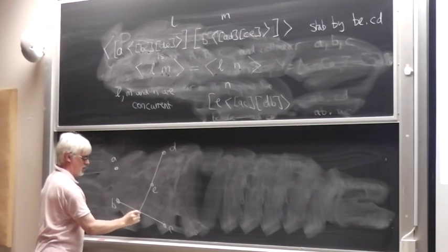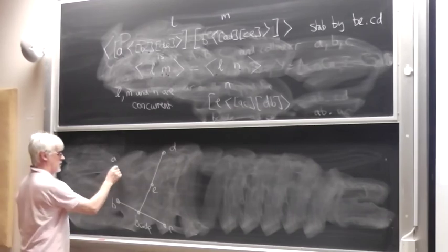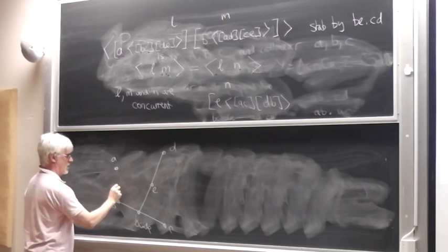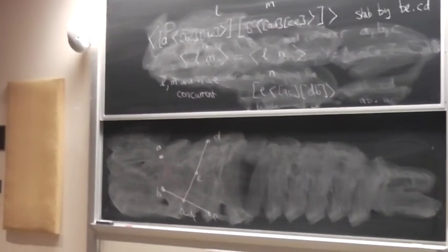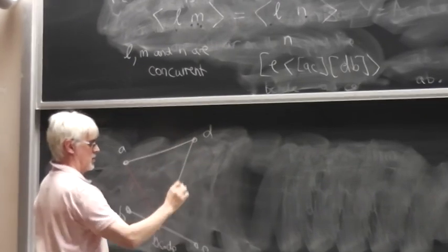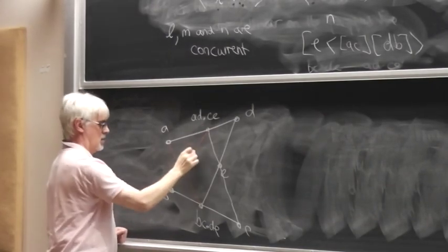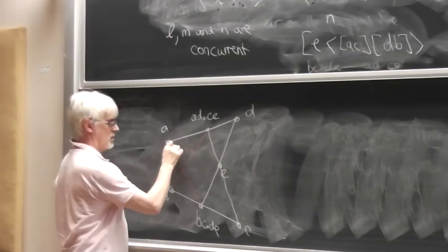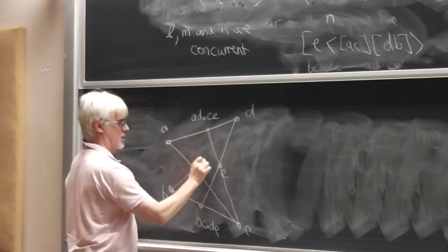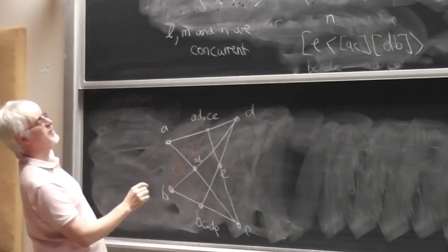B, C, D, E. Here's the line L. Okay, there's a line M that joins B to A, D, C, E. There's a line N that joins E to A, C, D, B.